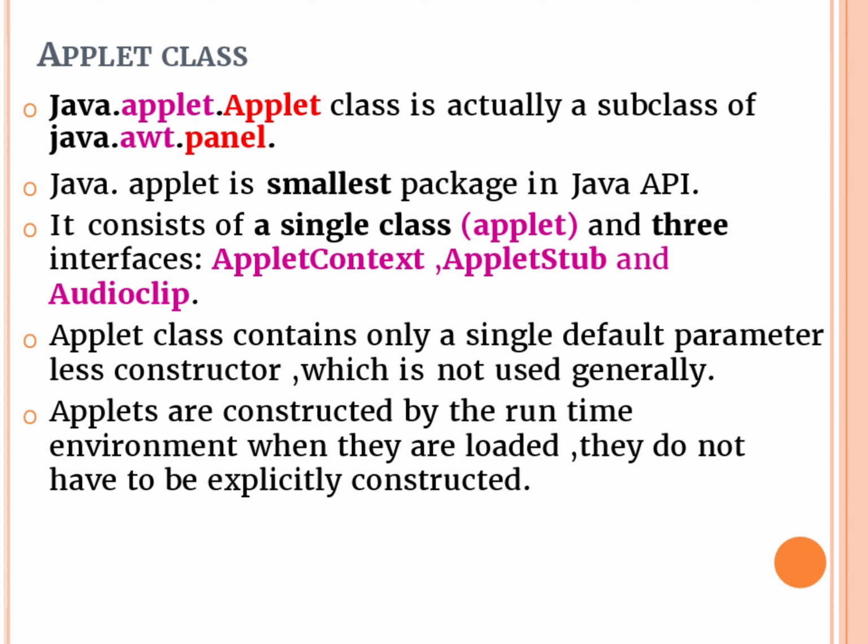See the third point in the slide. Applet is a single class and it has 3 interfaces: AppletContext, AppletStub and AudioClip. I hope you don't forget the concepts of interfaces. Then the applet class contains one default parameterless constructor, which means you don't have to create a constructor explicitly, whereas it will be created by the JRE when they are loaded. So, the applet's default constructor will be automatically created by the runtime environment.